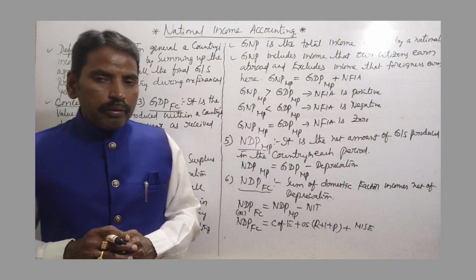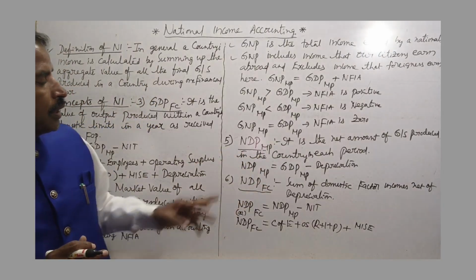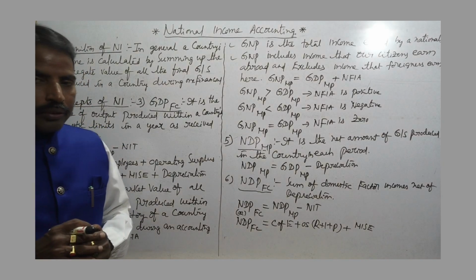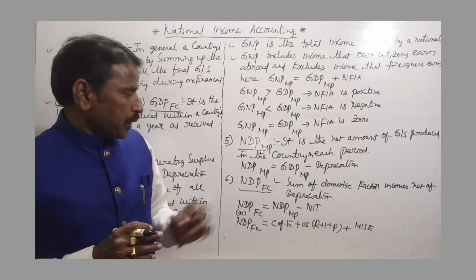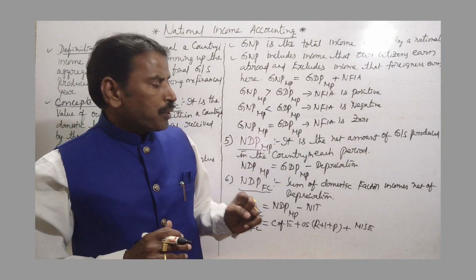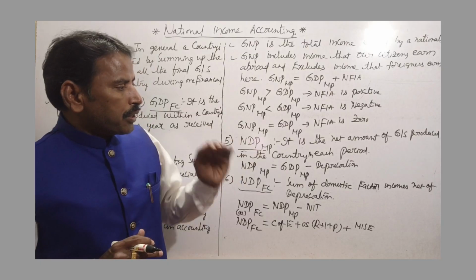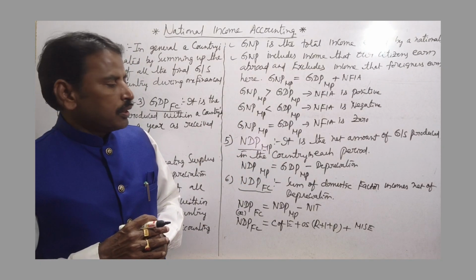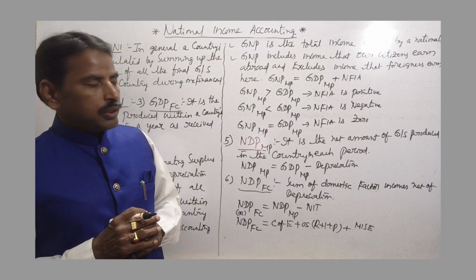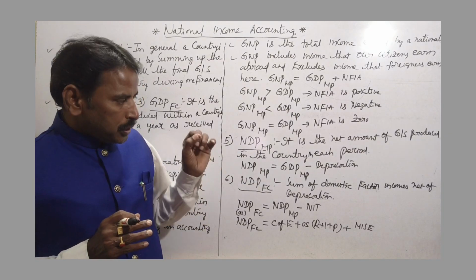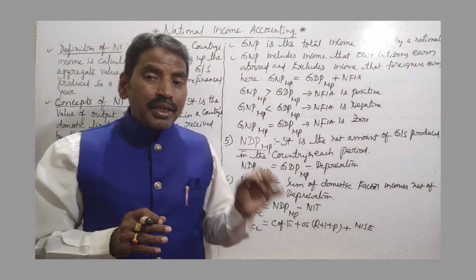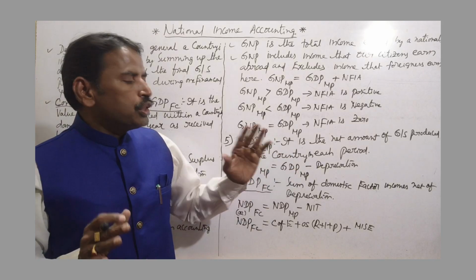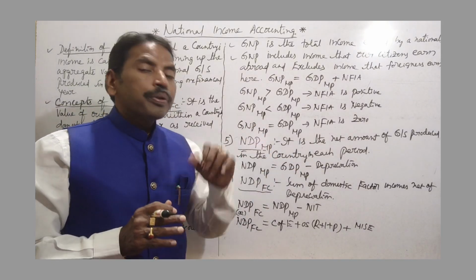Next, the fifth one is NDP market price, net domestic product at market price. It is the net amount of goods and services produced in the country in each period. That is called NDP market price.